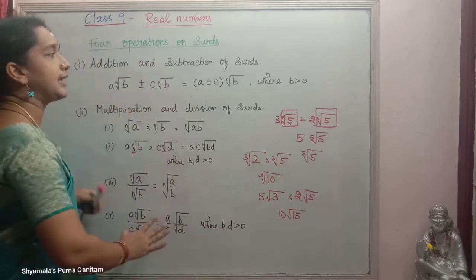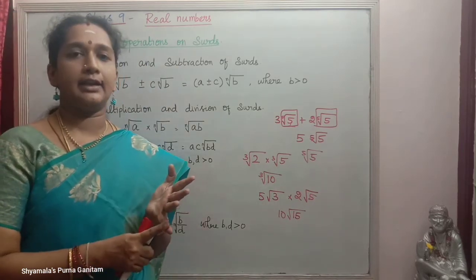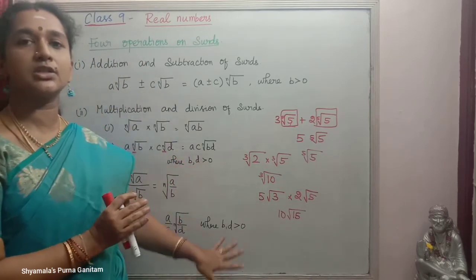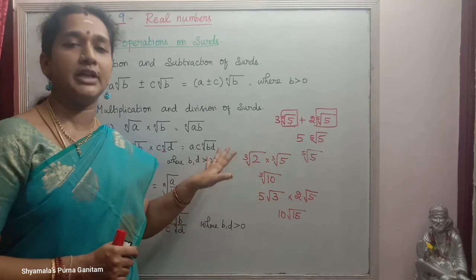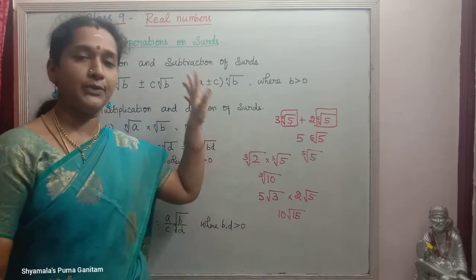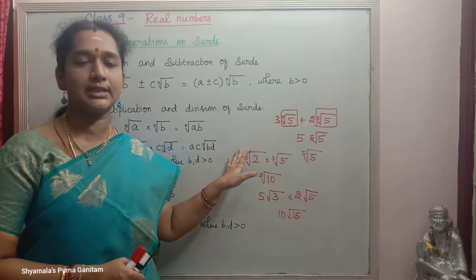So these are all the important properties before going into the exercise: laws of radicals, then operations on surds, then the four operations on surds. All these things are very, very important. This is the base for doing all those exercise sums. So if we know this, we can go to that exercise. So with this, I am completing today's class.